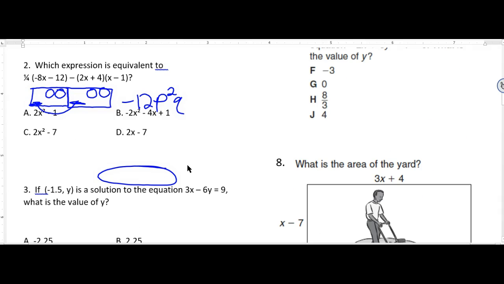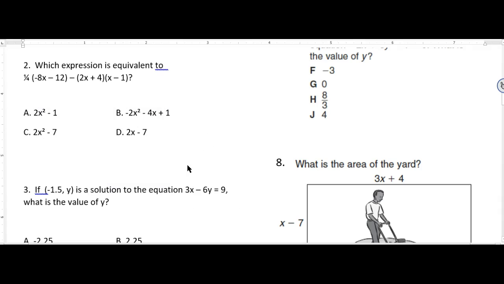Number 2, we have which expression is equivalent to this big expression. We need to simplify this into its smallest form. So I see a couple things going on here. I see a distribution here. I need to distribute 1/4 into that first binomial.